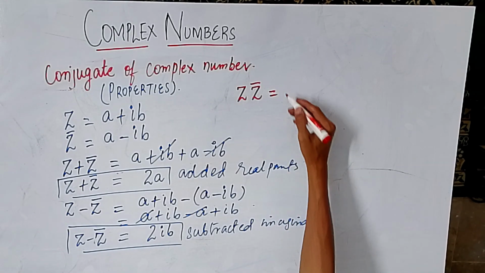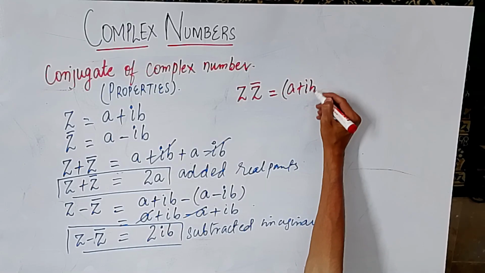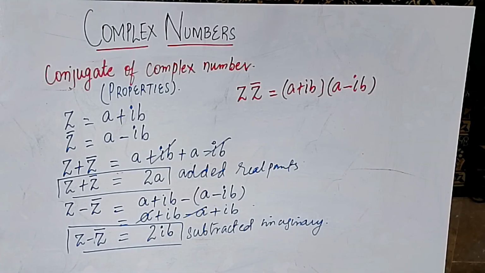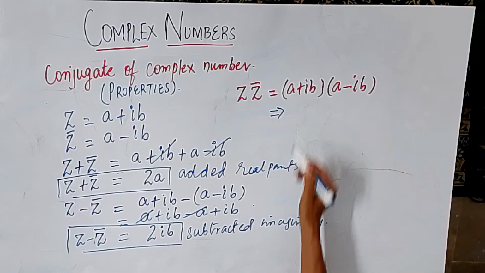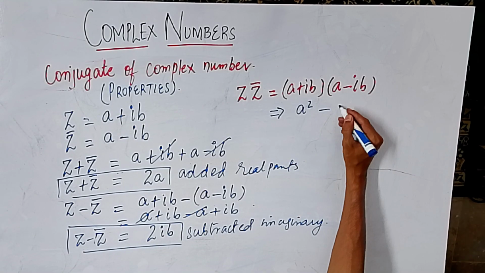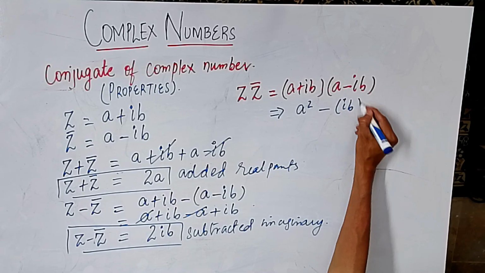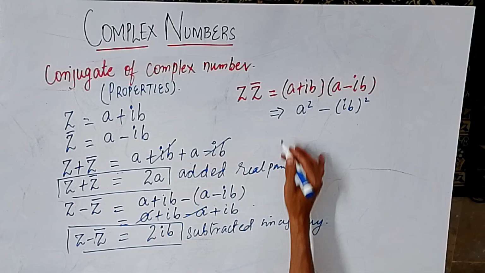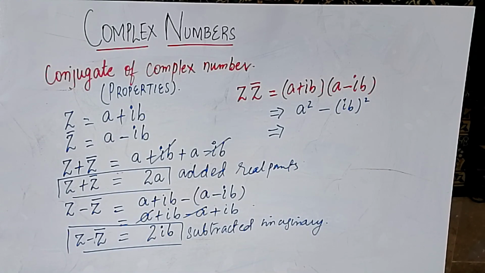So for that you will write a plus iota b multiplied by a minus iota b. Now if you remember the identity of (a plus b)(a minus b), it will be a square minus b square. So you will get a square minus iota b square. When you apply the square on it, you will get iota square, and we have already discussed in the start what the value of iota square is. Iota square is equal to -1.